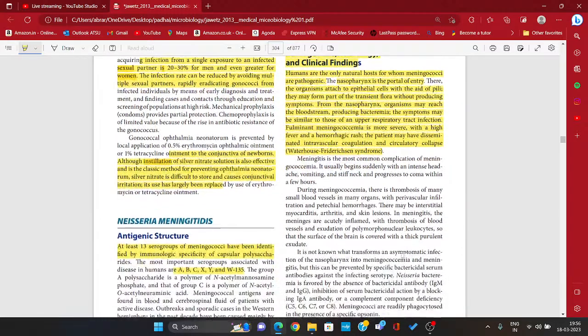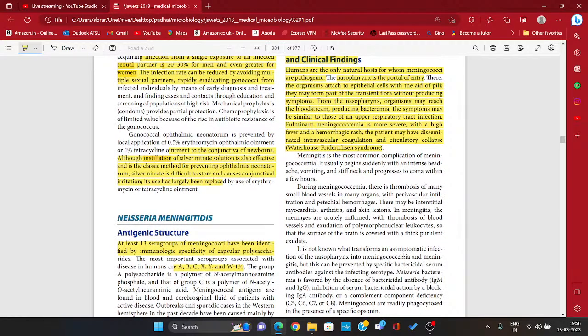Meningitis is the most common complication of meningococcemia. It usually begins suddenly with an intense headache, vomiting, and stiff neck, and progresses to coma within a few hours. This is a very dangerous disease. Meningitis means inflammation of the meninges, the coverings of the brain: dura mater, pia mater, and arachnoid mater. These three coverings might get affected in meningitis.